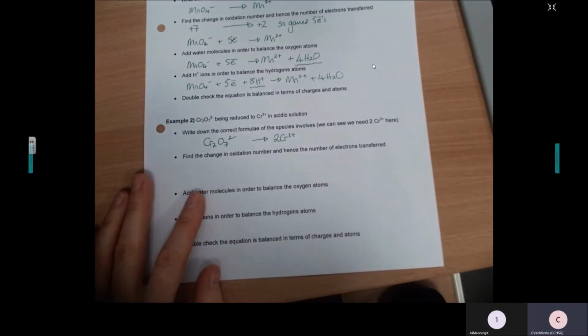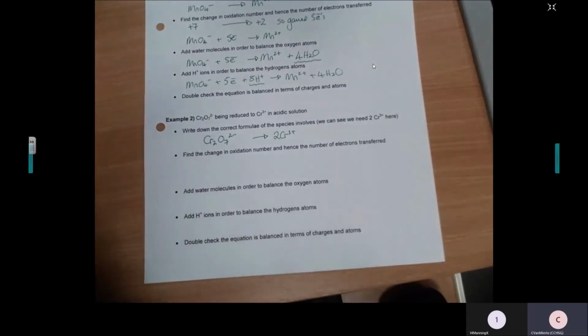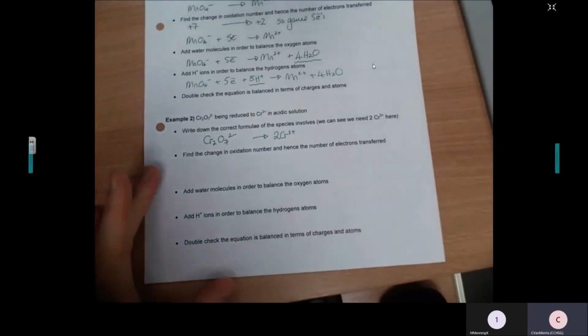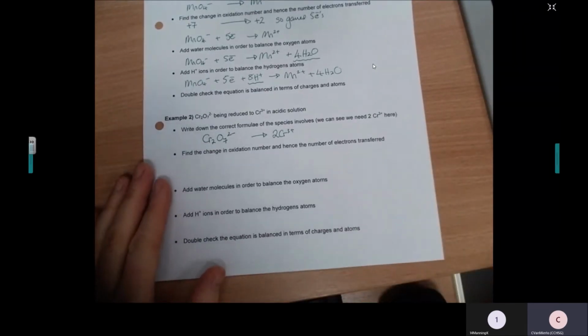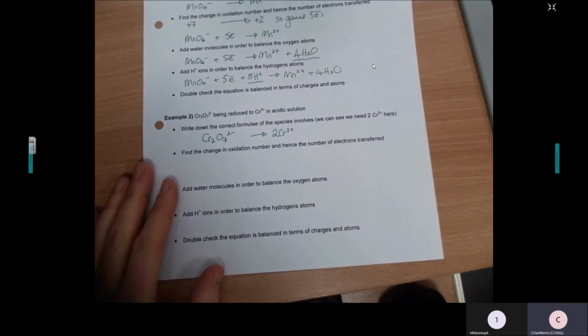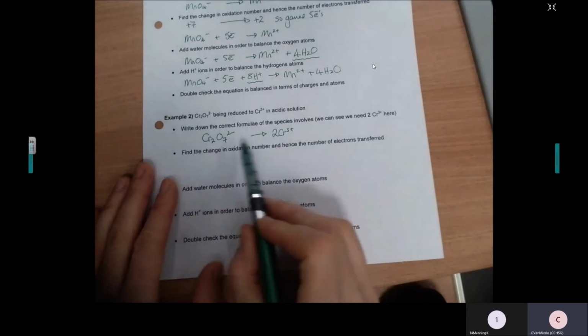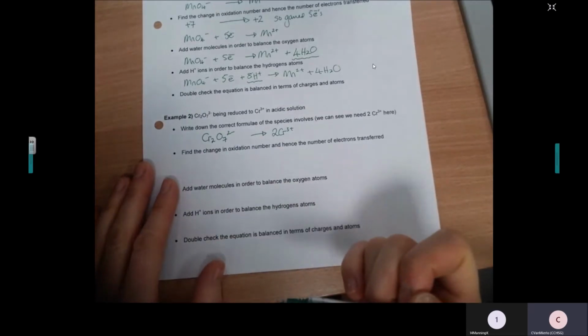Often it's questions that have iodide ions and iodine that you need to make sure you always have 2I minus for every 1 iodine and so on. It's just worth watching and often trips people up. So we need to find the change in oxidation number and hence the number of electrons transferred, bearing in mind that we've got multiples here as well.